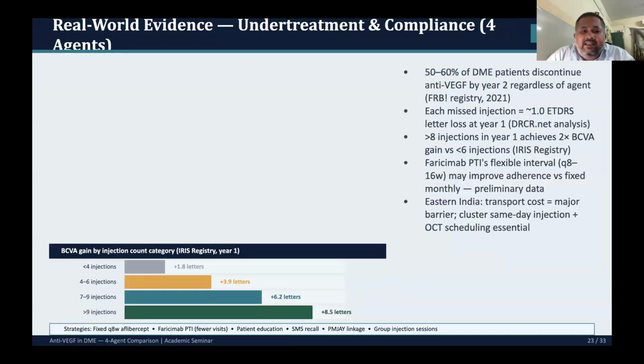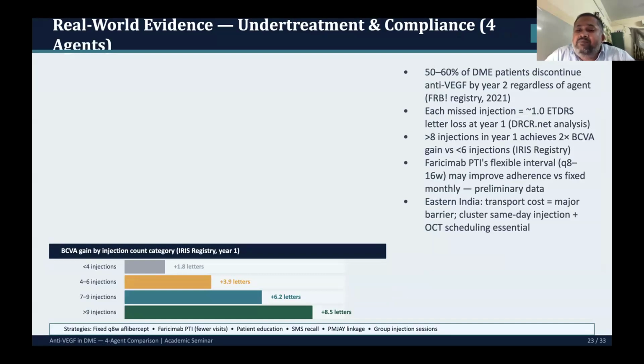So again, another problem is that 50 to 60% of DME patients tend to discontinue anti-VEGF therapy by year 2, regardless of agent. So this is based on the registry of 2021. Each missed injection equals 1.0 ETDRS letter loss at year 1. So this is based on drcr.net analysis. More than 8 injections in year 1 achieves twice the BCVA gain versus less than 6. So this is based on the IRIS registry.